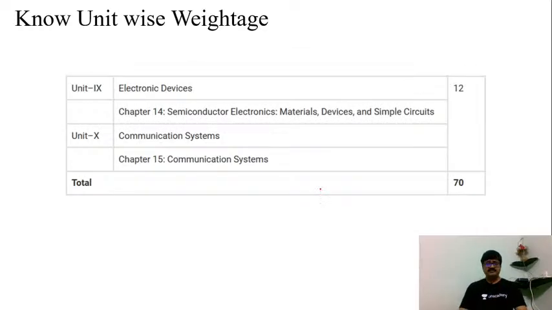Then lastly, we have electronic devices. We have semiconductor electronics, materials, devices, simple circuits. Then we have communication system. Okay. Now these two units combined, we have around 12 marks. Okay. So total is how much? 70, right? So out of 70, this is the weightage that you can expect, my dear friends. Okay. So for each subject you should do like this only, but for physics I am just showing you chapter wise weightage, and you should be remembering these weightages and then go ahead and learn accordingly.